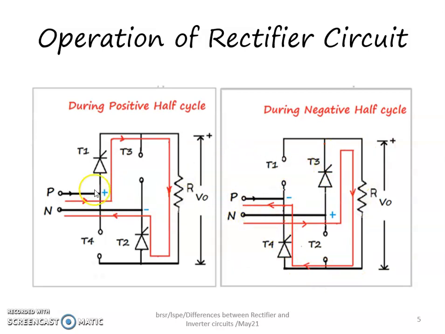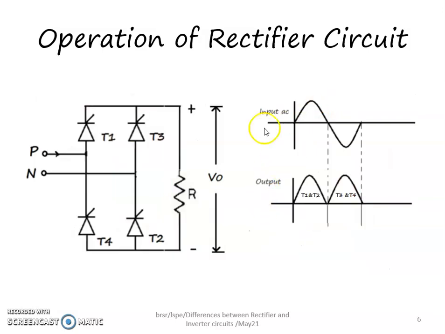The input is changing between positive and negative every time, but the output always remains in the same direction. So a rectifier converts alternating current into a unidirectional current. The output of the rectifier is shown here like this.